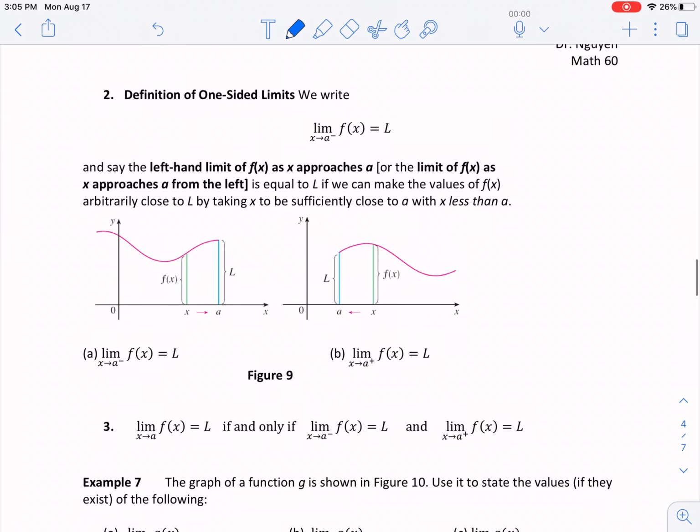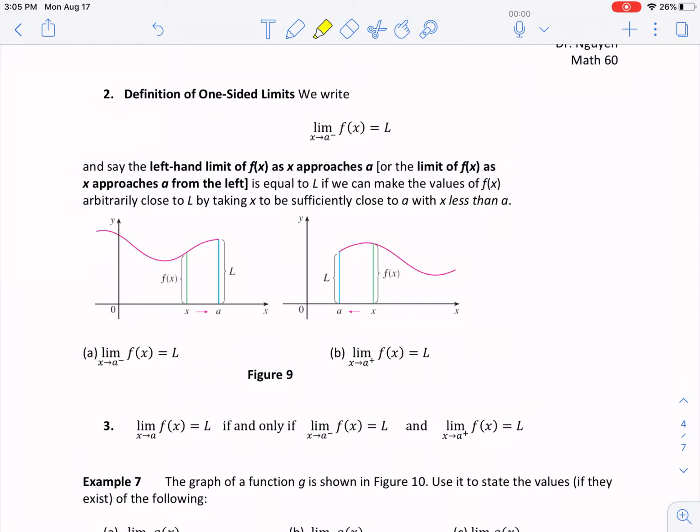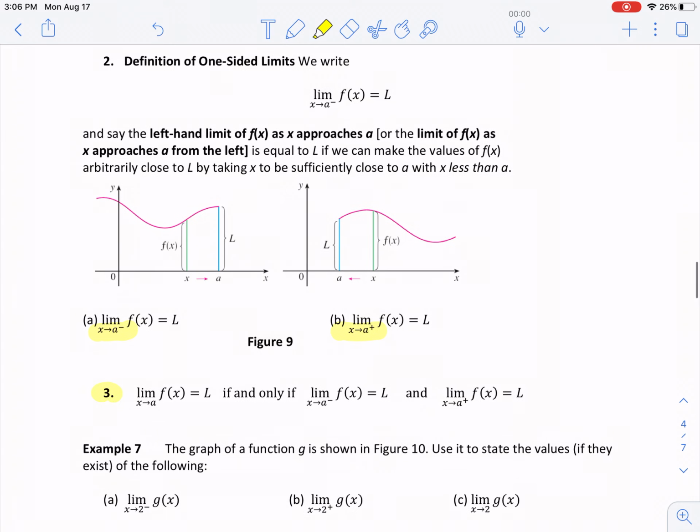So you see part A, this is how we define the limit as x approaches a from the left. And then for part B, x approaches a from the right. Okay. Now, notice that the limit does exist if and only if the left and the right are the same number. The limit from the left and from the right is the same number.